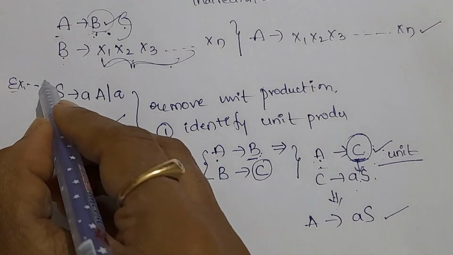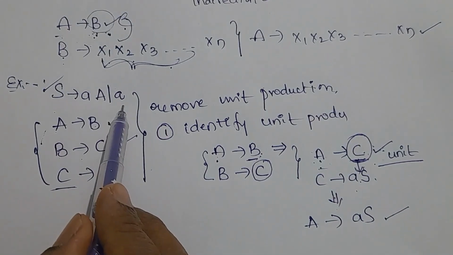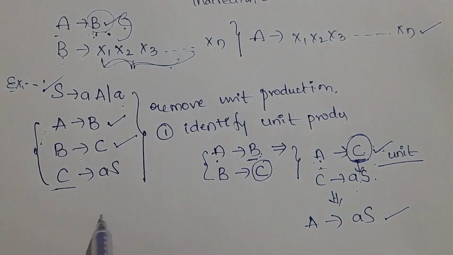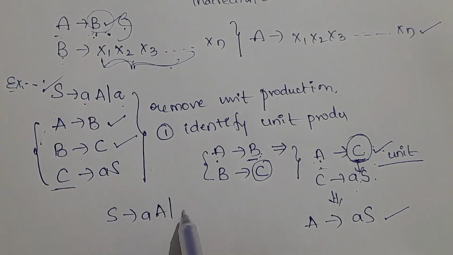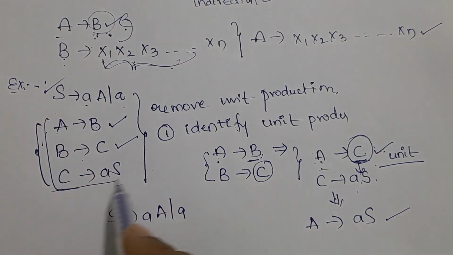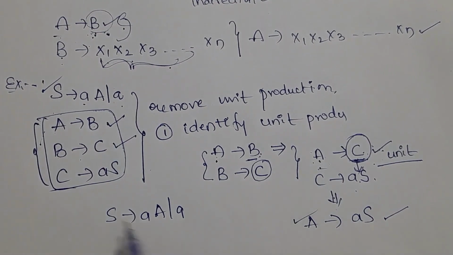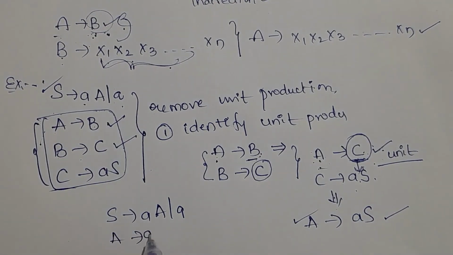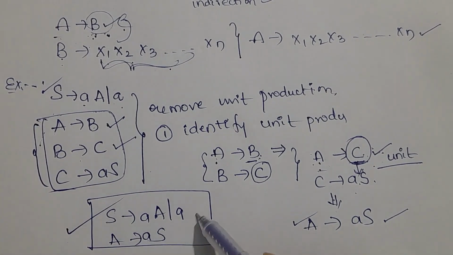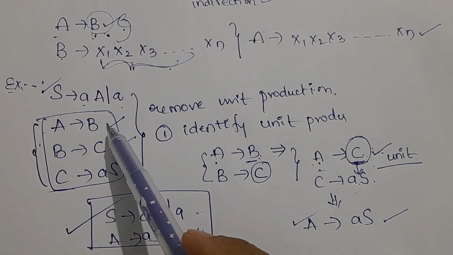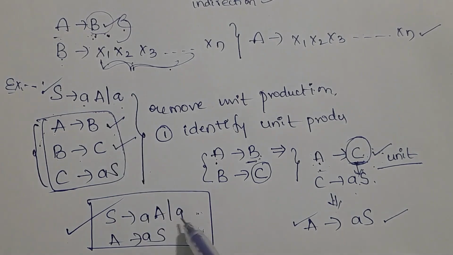Now this production stays as it is because it is not a unit production. Hence the result will be S tends to small a, capital A or small a, and these productions are replaced with a single rule, which is A tends to small a and capital S. So if you observe carefully, we have eliminated unit productions. See how simple it is.